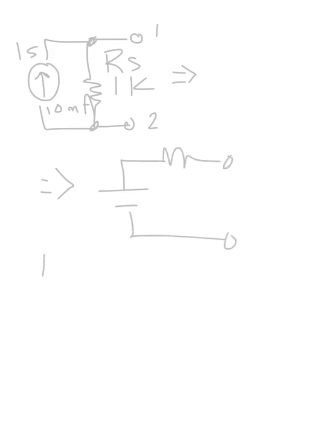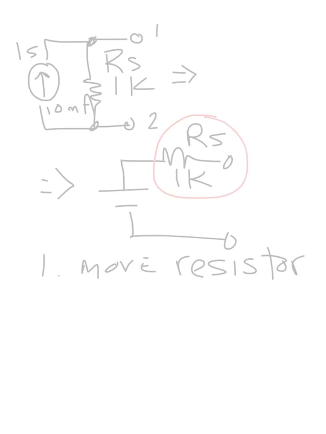Now, step 1, move the resistor. So it's a 1K resistor, so we move it and we place it here and we call it the same thing that we've been calling it, and that's the area in red that you see. I have moved it, and all we have to do is calculate the voltage. That's all we have to do.